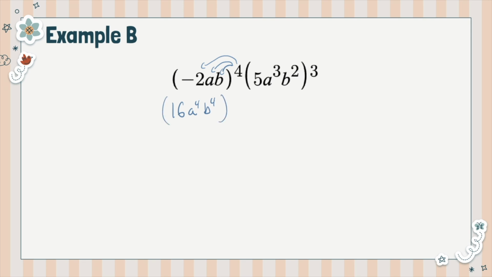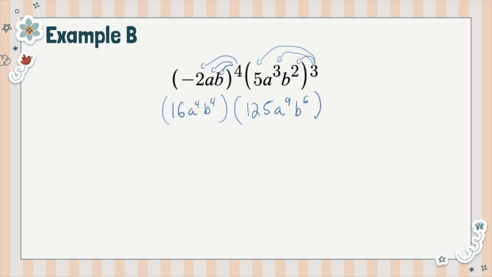Now on the other side, we've got to go ahead with our 5 to the third power. We need a 5 going to the third power, we need a going to the third power, and we need b going to the second power, but it's all going to be raised to the third power. So 5 times 5 times 5 is going to give me 125. A to the third power, so we've got 3 of those, so that's going to end up being a to the ninth. B to the second, we've got 2 of those, so that's going to be b to the sixth.